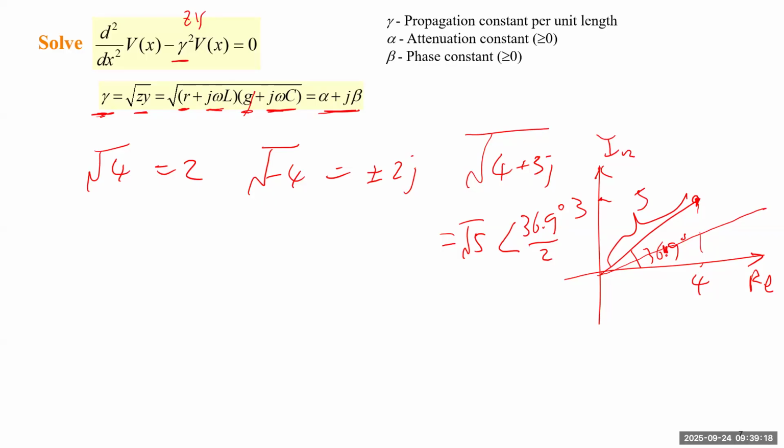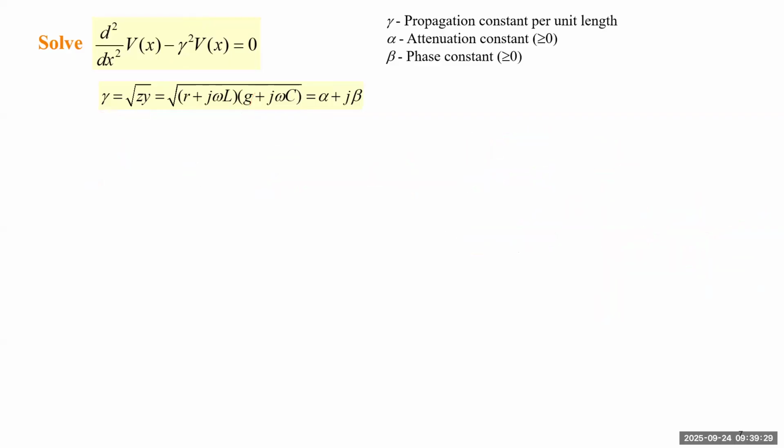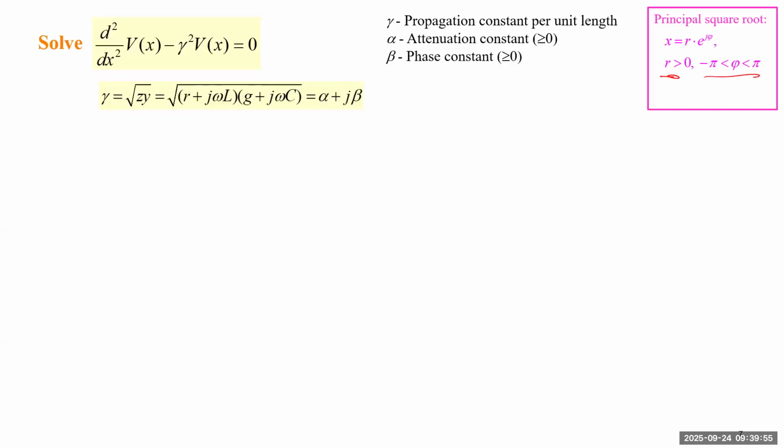But what if we have a positive or negative real part and imaginary part? How are we going to calculate the square root of a complex number? So we have to assume one definition. We'll take that definition, which is called the principal square root. The principal square root means if you have a complex number, you first change it to polar form. So R is equal to the absolute value, which means R is always positive. And phi, the angle of this complex number, you only take between pi and negative pi.